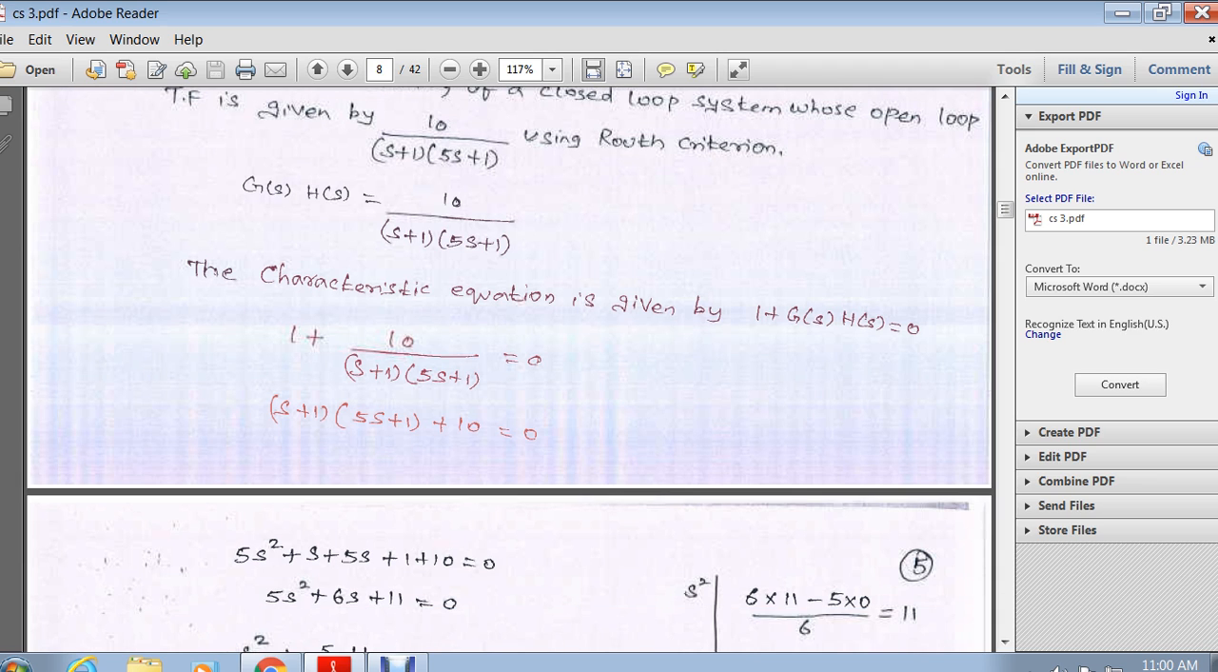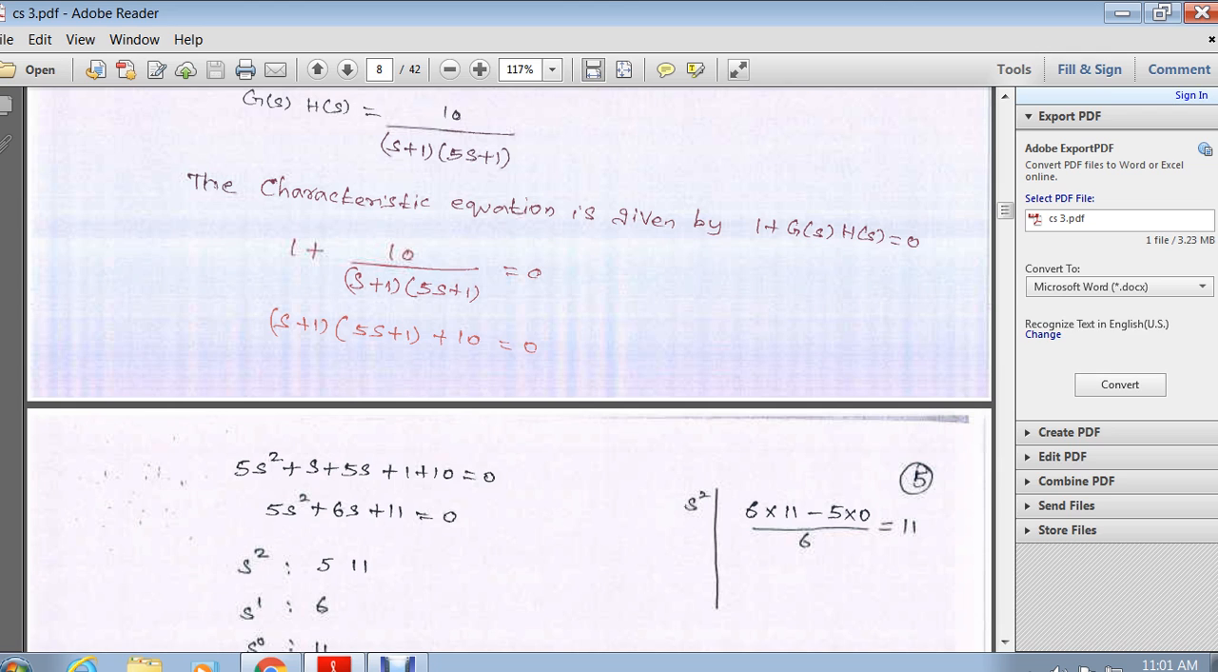But according to our characteristic equation, we need to get the closed loop transfer function. For that, we need to write 1 plus G(s)H(s) equal to 0. So 1 plus 10 by (s plus 1) into (5s plus 1) equal to 0. From this we have (s plus 1) into (5s plus 1) plus 10 equal to 0. By taking this product, we have 5s square plus 6s plus 11 equal to 0.